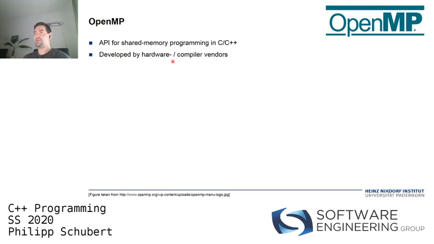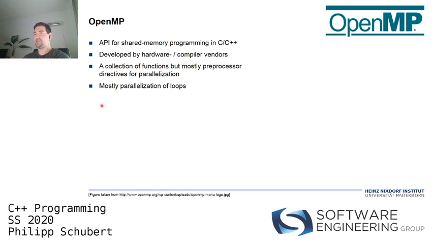OpenMP has been developed by hardware and compiler vendors. It's a collection of functions, but mostly preprocessor directives for parallelization. And mostly you use OpenMP to parallelize larger loops. So if you have a for loop that runs over a bunch of data, and you wish to make that step faster, you just provide one OpenMP directive right in front of that loop. This tells the loop, here, loop, run in parallel. Then the loop range is usually split into multiple sections and distributed over multiple threads. So it's basically a way to distribute computations on different threads.